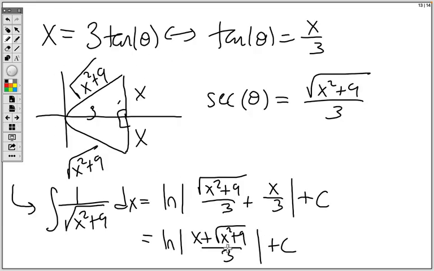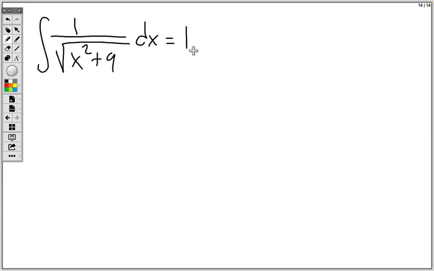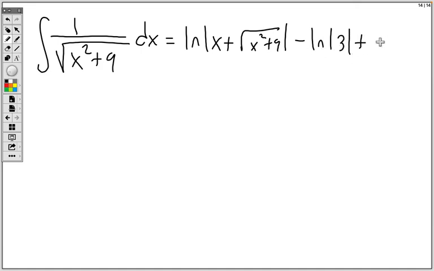The absolute value of the numerator over the absolute value of the denominator. And then the natural log of the numerator minus the natural log of the denominator. The natural log of the absolute value of 3, that's just the natural log of 3. That's just going to get glommed into that constant.